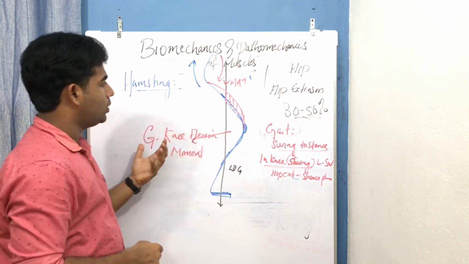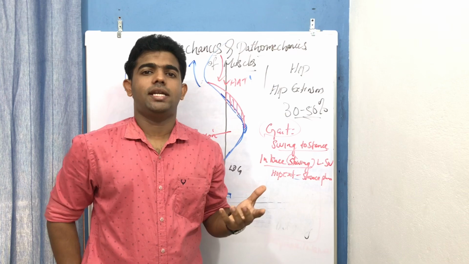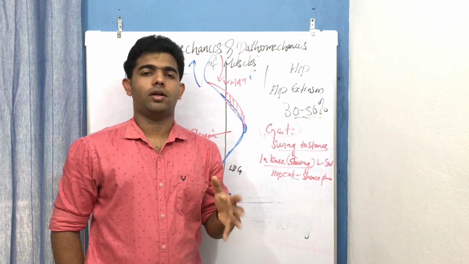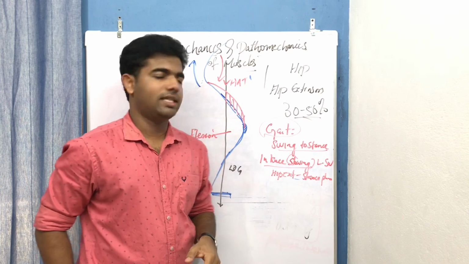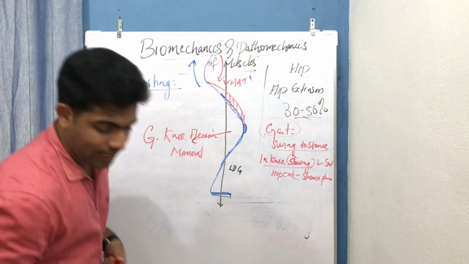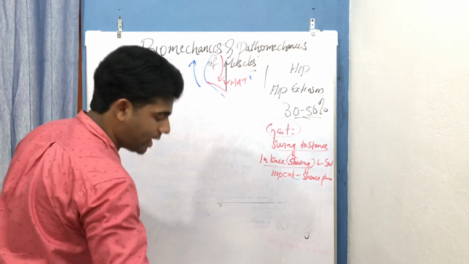Now, I told you that the semimembranosus muscle has a role in the medial menisci. So a tear in the semimembranosus muscle will precipitate problems in the medial menisci. Yes, that we will discuss in the pathomechanics session. Let us move on to the pathomechanics of a hamstring, right?